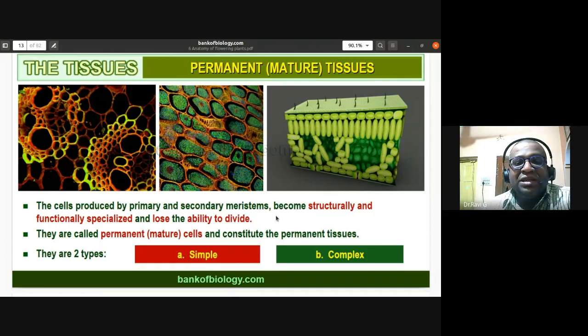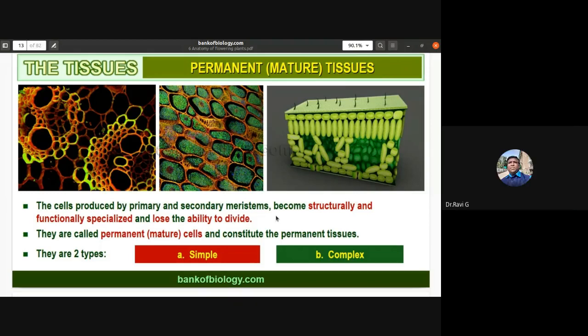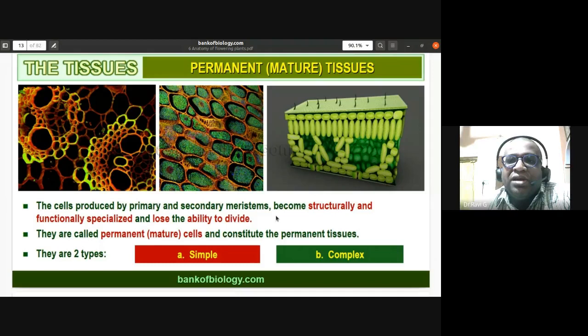They become structurally and functionally specialized and lose the ability to undergo cell division. So what are the permanent tissues? They are the tissues which are produced by the primary and secondary meristems. They become structurally and functionally specialized and lose their ability to undergo cell division. In simple words, you can say that the meristematic tissue has differentiated to form permanent tissues.